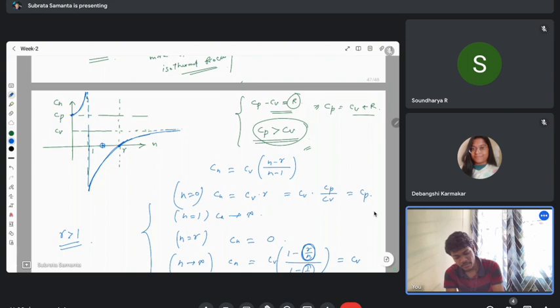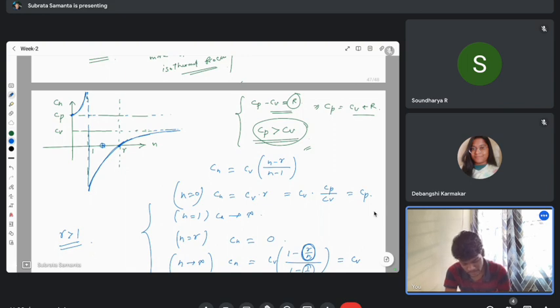So again, as n goes to infinity, it goes to minus infinity. But in this case, if n goes to 1 from the left side, we go into divergence, to positive infinity, and when we come from the right side, it goes to negative infinity. So again it goes to divergence, right? So this is what the heat capacity looks like for a polytropic process for various values of n.